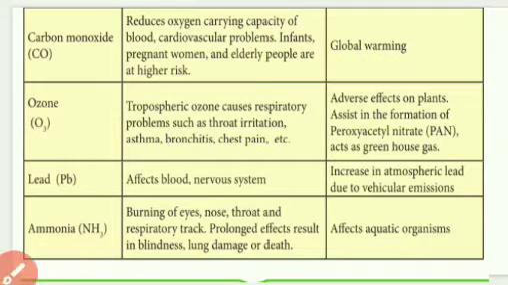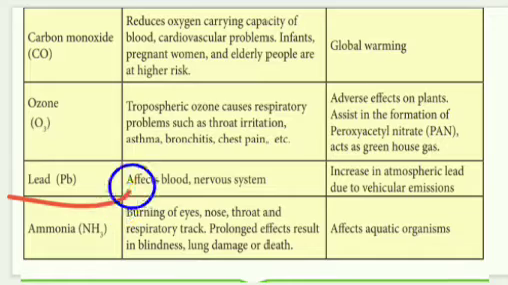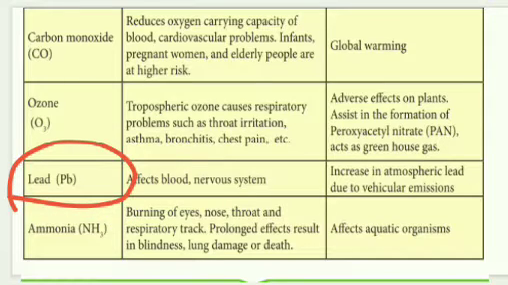After ozone, let us talk about lead. The sources of lead are lead based paints. Sometimes it enters the human body through drinking water, and leaded petrol.